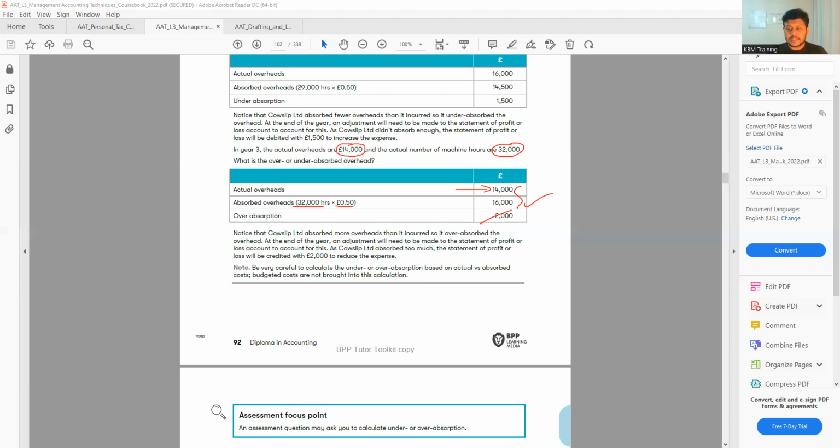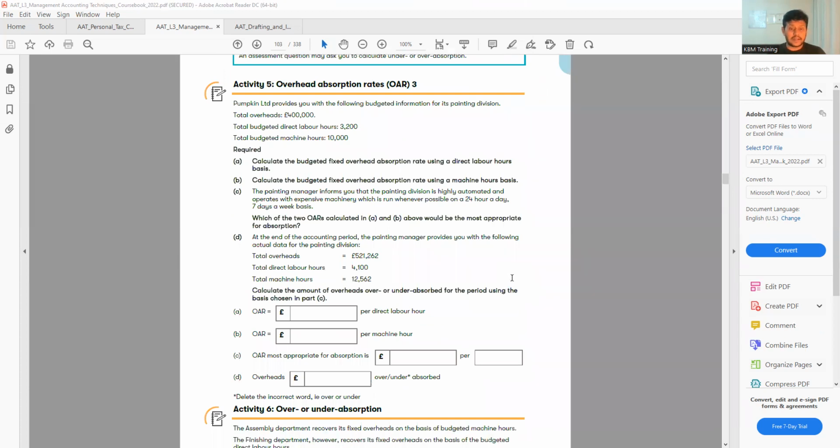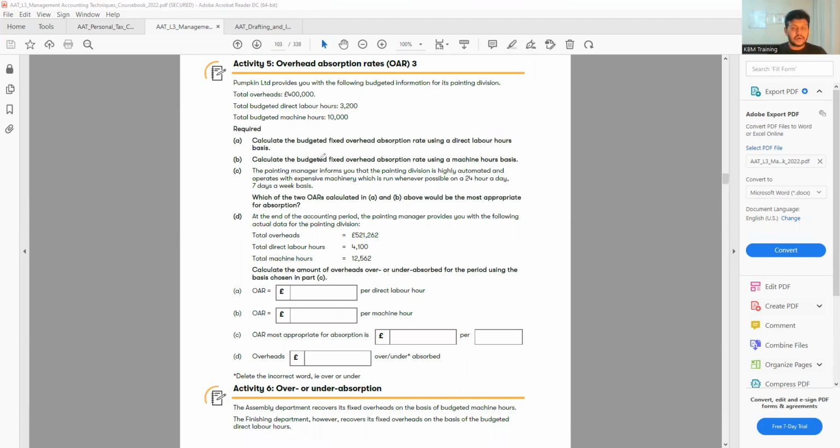Okay, I think we now have a little bit of an idea of the difference between under and over absorption. Now I'll do some questions so it will be clearer after. Okay, try this question. It says activity 5, overhead absorption. Pumpkin Limited provides you with the following budgeted information for its painting division. Be very careful with the budgeted and the actual. This following information is budgeted.